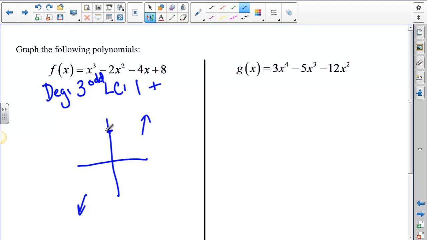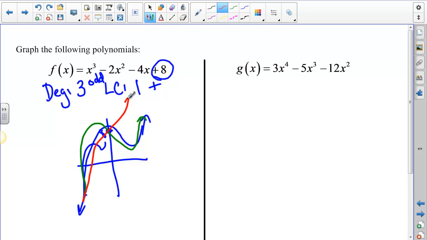What does it do in the middle? Well, the only thing I really know right now is that it crosses the y-axis at 8 because this is our constant term. And so I'm not sure what else happens. I'm going to have to figure out some other things, but it could go like this, or like this, or even like this. Just straight up and through and then keep going up to the right. So there's a lot of different things it could do. We just don't know yet what else it's going to do. I do know that this is going to be the general shape of falling to the left and rising to the right.